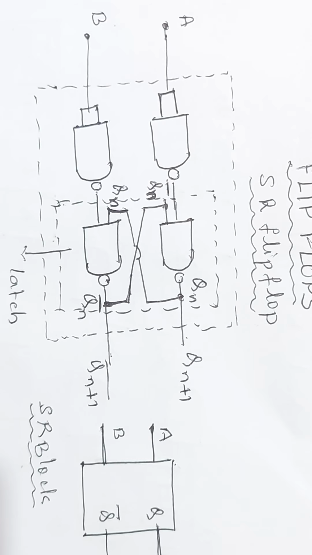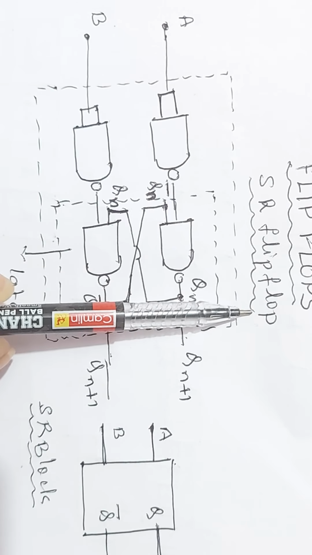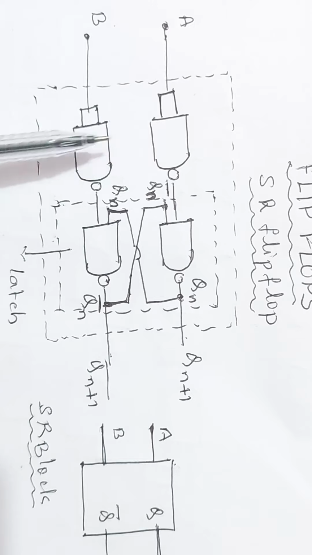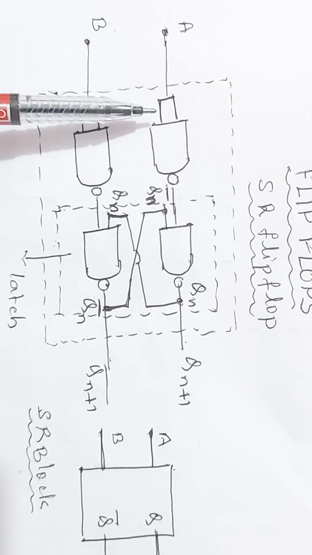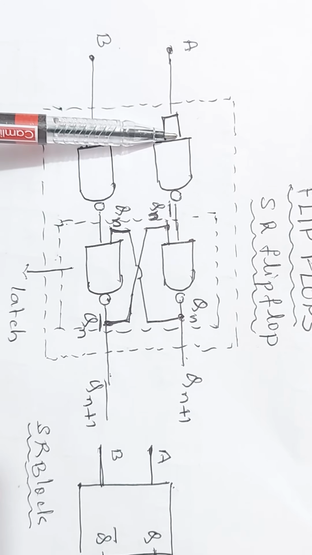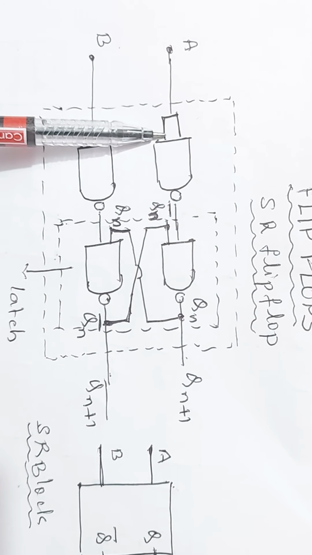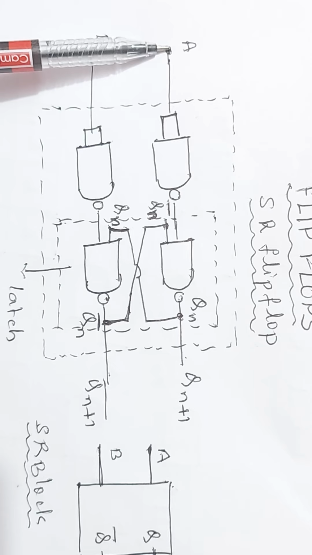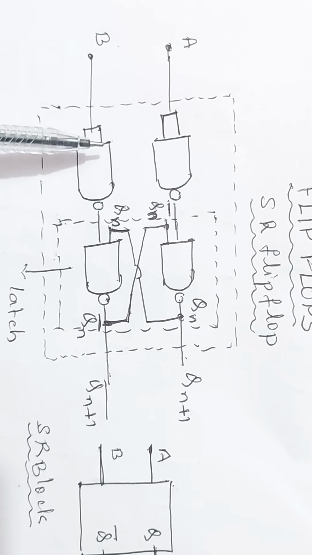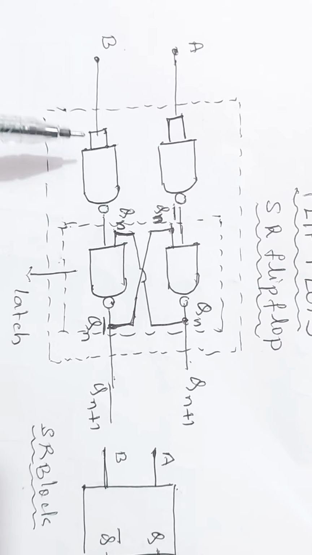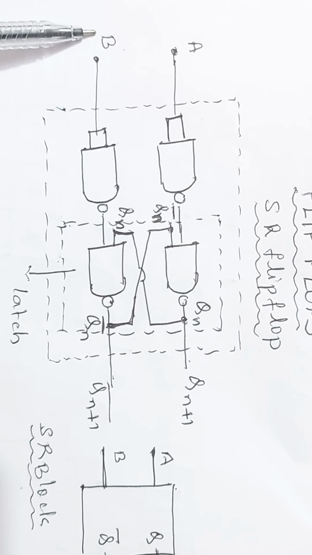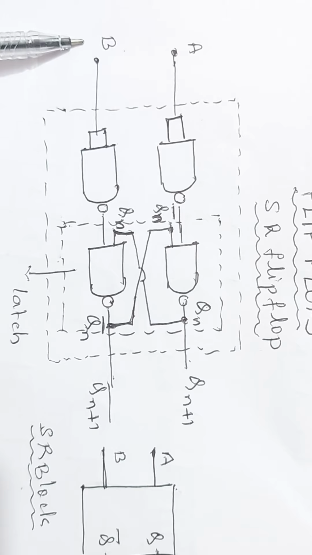Now, this is a simple circuit of an SR flip-flop constructed using 4 NAND gates. The two inputs of the first NAND gate are shorted and connected to a single input A. And the two inputs of the second NAND gate are shorted and connected to a single input B. A and B are the two inputs.